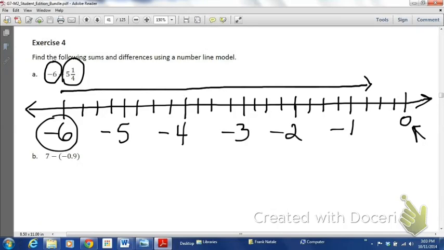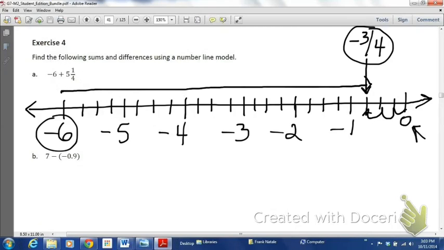So that is adding 5 1/4, and you can see where I end up right there, which is actually negative 3/4. Because that's negative 1 right there. So if I go fourths, there's 1/4, 2/4, 3/4. Okay, so that's negative 3/4 is where I end up. And of course, as an equation, it looks like this right here, and that just equals negative 3/4.